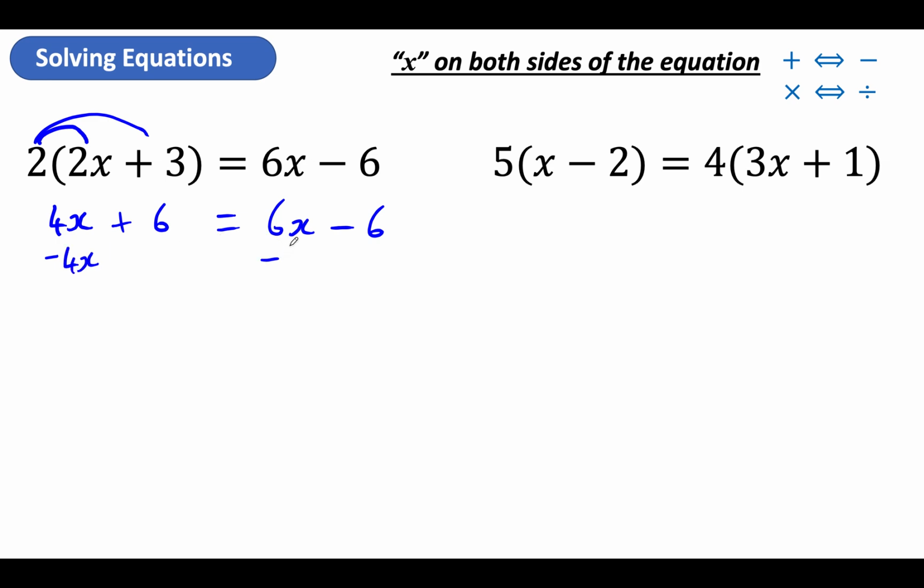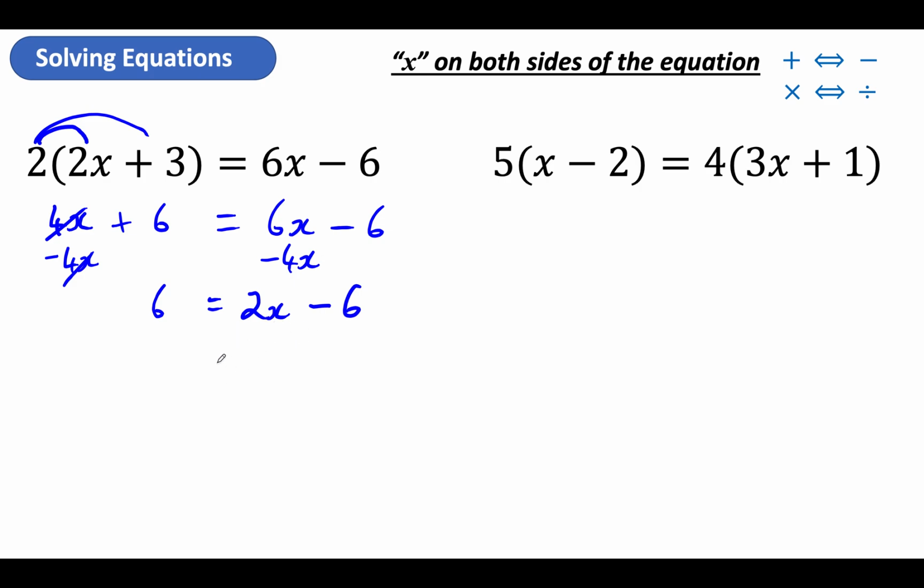So we're going to take away that 4x from both sides of the equal sign, just to keep the whole thing balanced. So 4x take away 4x leaves nothing. So 6 is on its own. 6x take away 4x leaves 2, because 6 take away 4 is 2. And that's still minus 6. Okay, so have a look. What are we going to do?